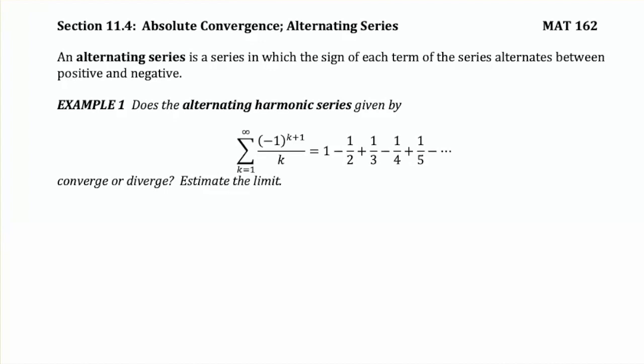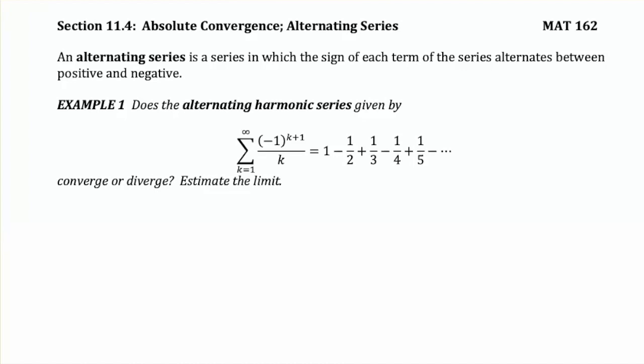Section 11.4 covers the topics of absolute convergence and alternating series. An alternating series is just a series in which the sign of each term of the series alternates between positive and negative. So you can see here in example 1, we have an example of an alternating harmonic series.